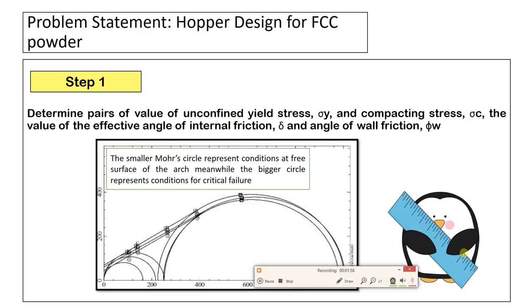For example, the design of hopper was being done for 10,000 kg production of fluid catalytic cracking powder, FCC. The first step is to determine pairs of values of unconfined yield stress and consolidating stress, the value of the effective angle of internal friction, and the angle of wall friction. There are three values of data obtained from the Mohr circle. These values are being used in producing the powder flow function, PFF.